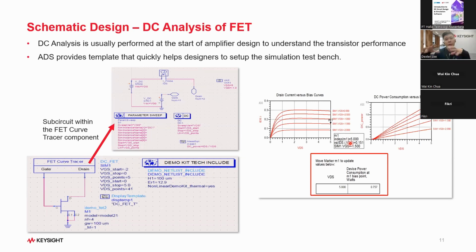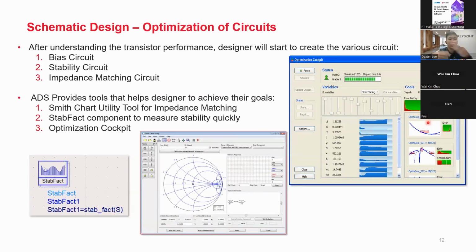Okay, so we have understood what kind of VGS and VDS values we need to bias our transistor. The next step is to start creating the biasing circuit, the stability circuit, or the impedance matching circuit. I classify them as optimization of the circuit. So, some of the tools that ADS has to achieve creating these various circuits.